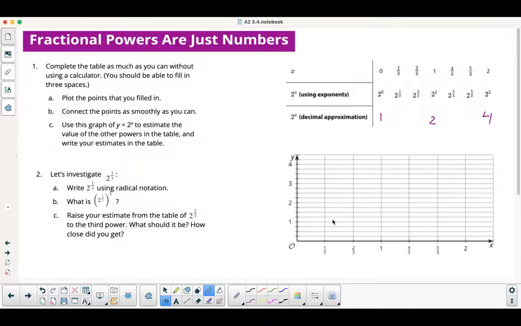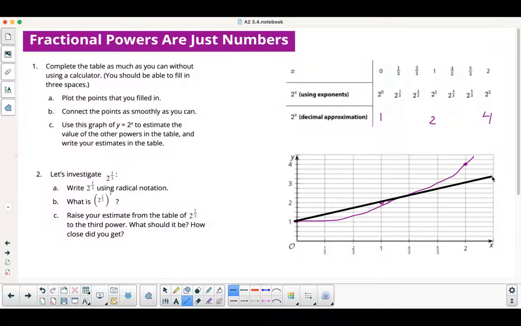Plot the points you filled in. So x is 0, y is 1. x is 1, y is 2. And x is 2, y is 4. All right, so if I'm going to connect these, it's going to look something like that. All right, not very good. But it should be a little curve, not a straight line. You can definitely tell that it's not a straight line, because if I do that, you can see that it's not a straight line. So you have to make it curved.